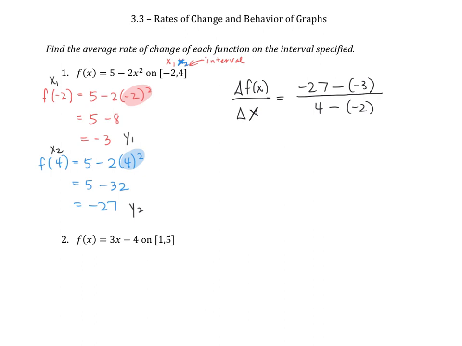All right, so now I know that if I have 2 negatives, this ends up just becoming plus, right? So I'm going to have -27 plus 3 over 4 plus 2, and that is -24 over 6, which is -4. This is the answer that I'm looking for here, -4. So the average rate of change over the specified interval is -4. Again, your goal is to find the y values or the f of x values based on the x values given.